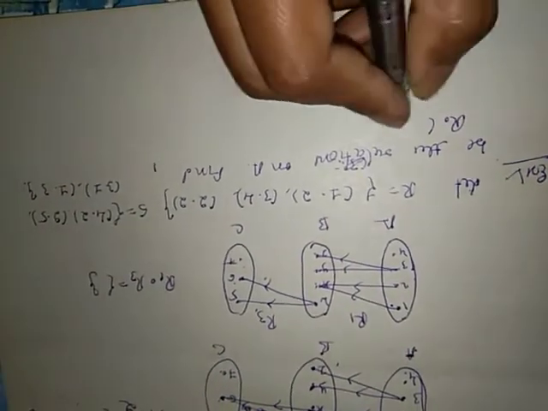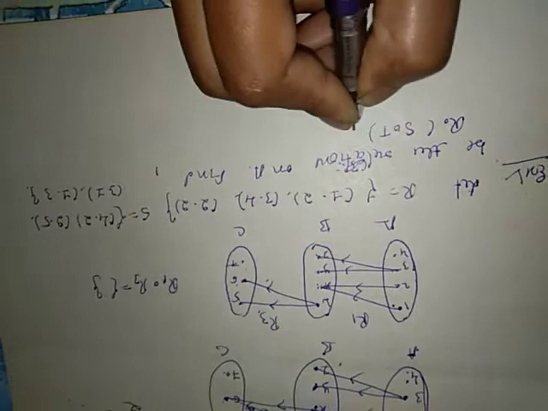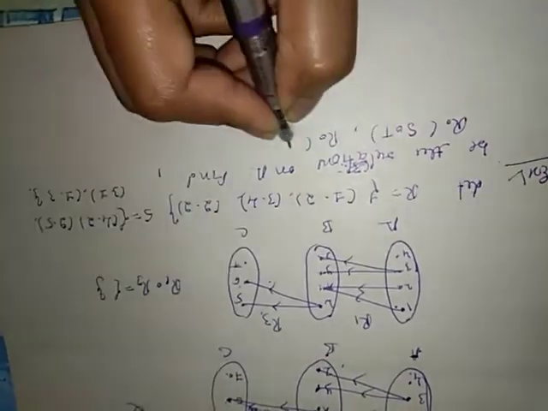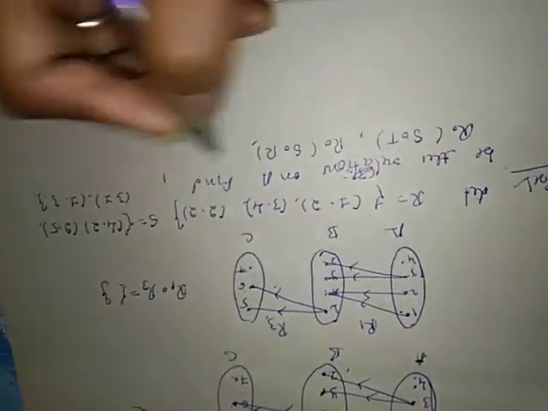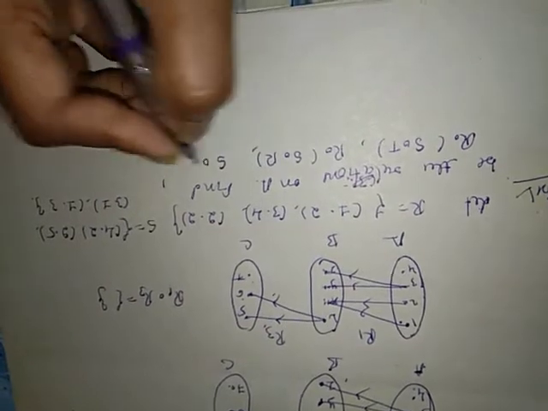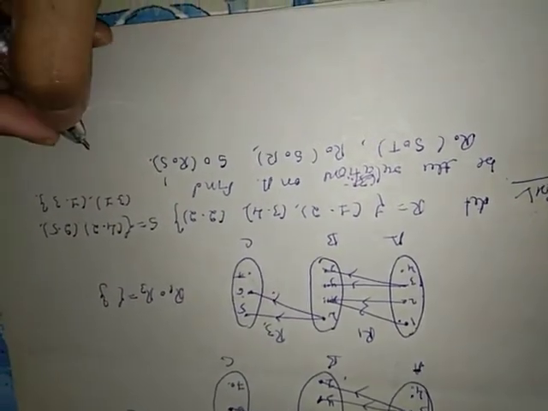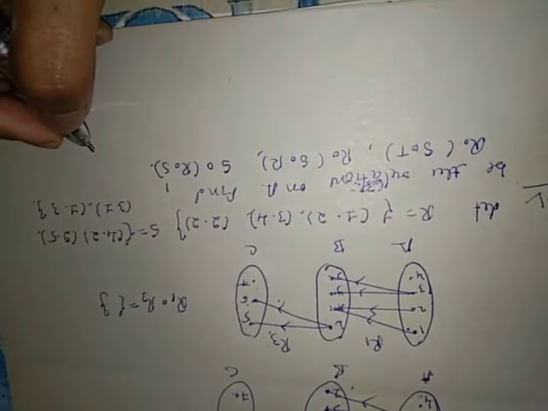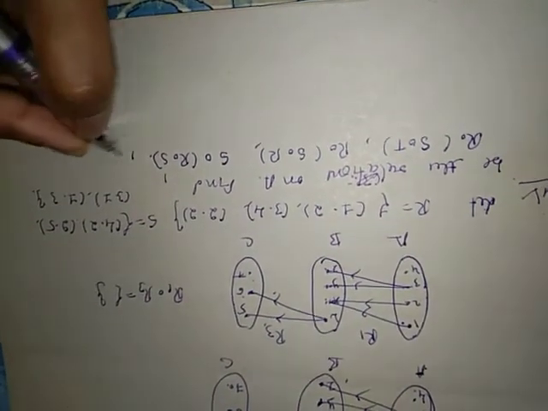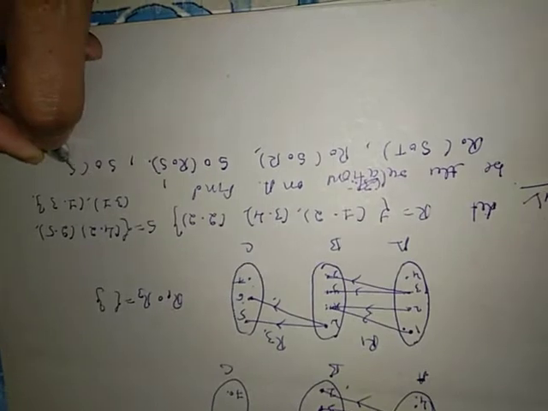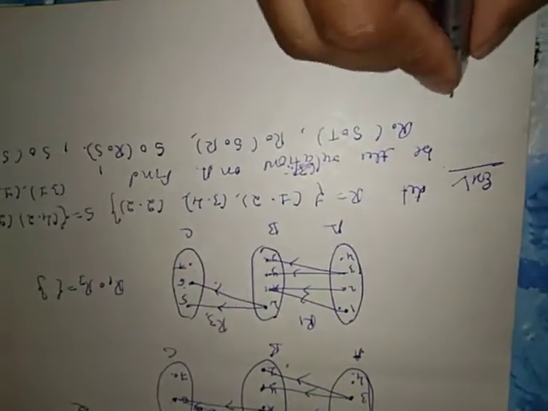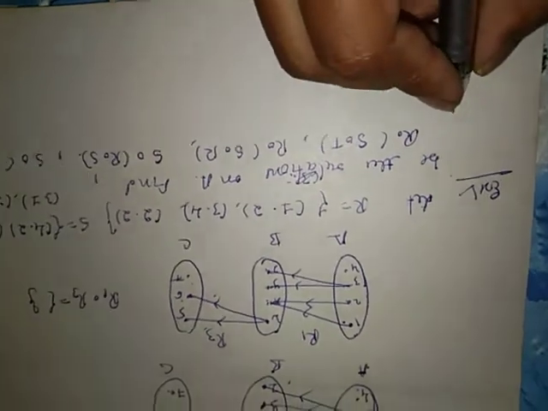R∘(S∘R), R∘(R∘S), S∘(R∘S), S∘(S∘R). First I am going to find R∘S.